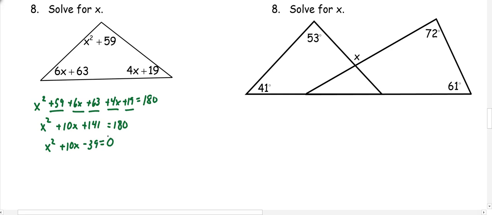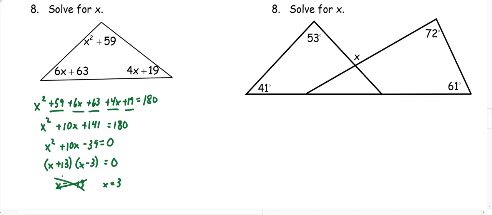I need two numbers that multiply to negative 39 and add to 10. So I get x plus 13 and x minus 3 equals 0. So x is equal to negative 13 and x is equal to 3. In this case, negative 13 won't work because if I put it into the angle on the right, I'm going to get a negative number, and we can't have negative angles.